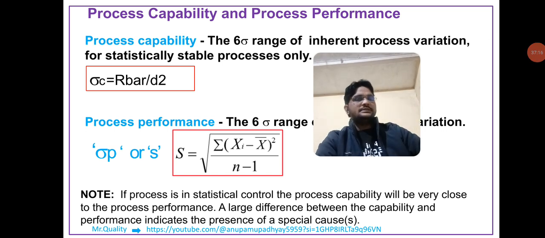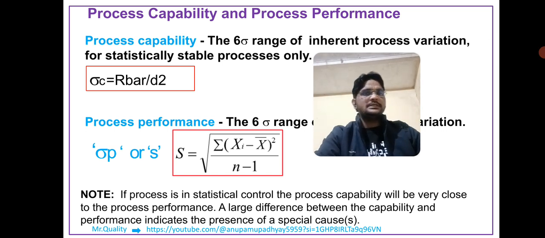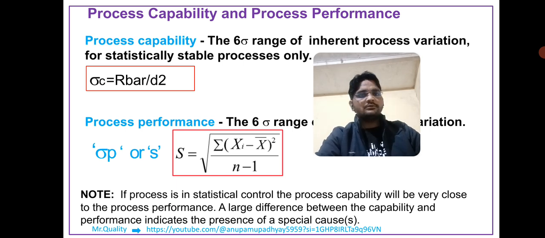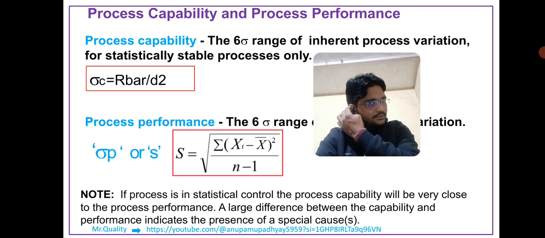Process capability and process performance. Process capability is the 6 sigma range of inherent process variation for a statistically stable process, meaning there are no assignable causes. It is denoted by Cp. Here we use sigma c, the within-system variation. The formula is R bar by d2, where d2 is a constant given in the SPC constant table.